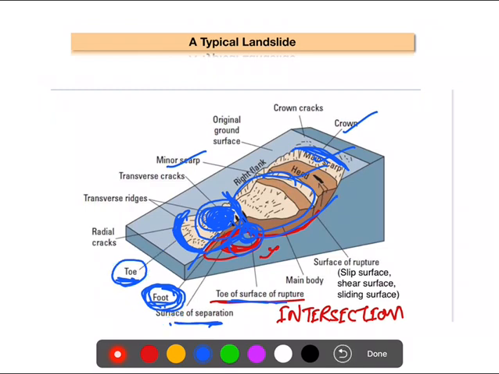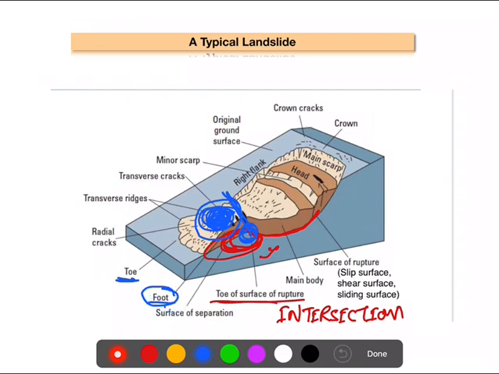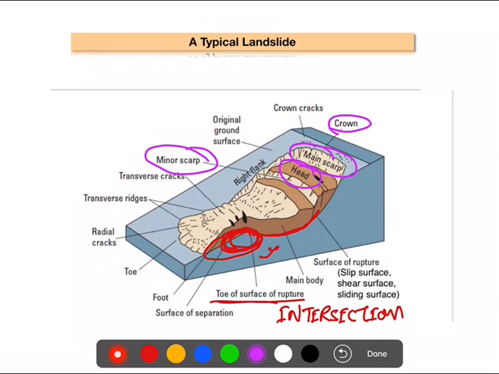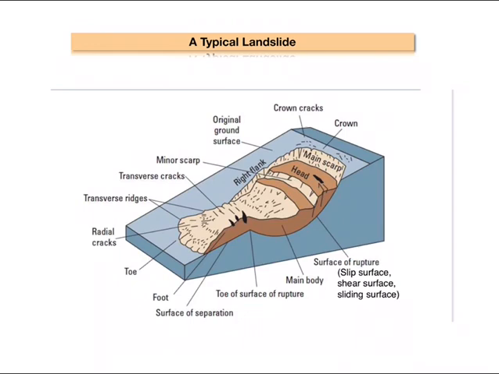Let me show you once again the most important terms in a landslide. Crown is very important, then main scarp, head, minor scarp, then the main body of the landslide, the surface of failure, the toe of surface of failure, then foot, and then the toe of the landslide. These are the main things to remember. You'll get the rest in full in your notes. So, moving on.